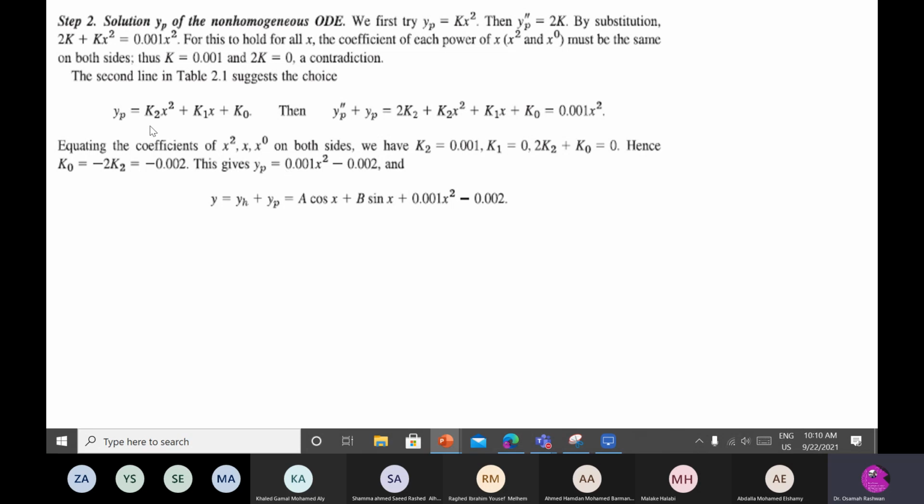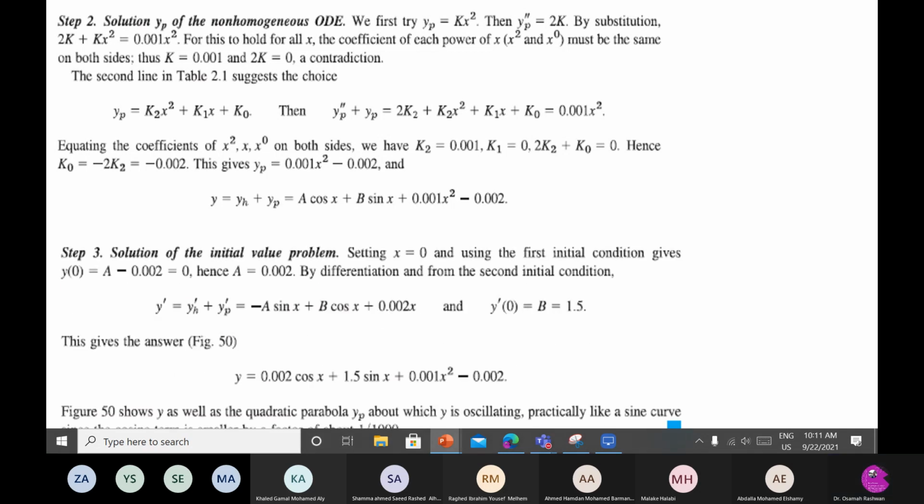Now my particular solution was k2 x squared plus k1 x plus k0. K1 is 0, K2 is 0.001 and K0 is minus 0.002. This is my particular solution. I just accumulate this together, so I will have the general solution for the non-homogeneous second order differential equation with constant coefficients as a sum of the homogeneous solution plus the particular solution. This is how to find it.